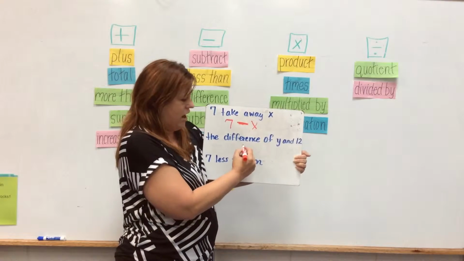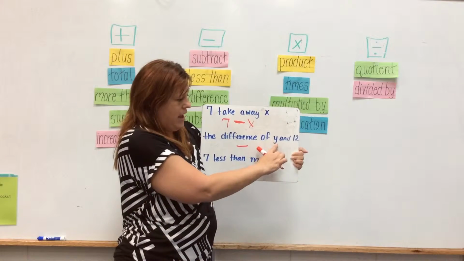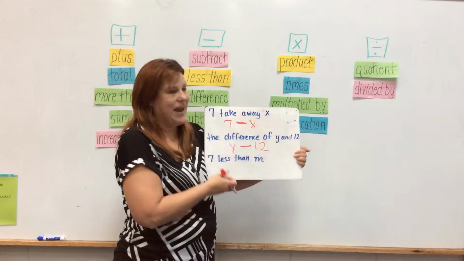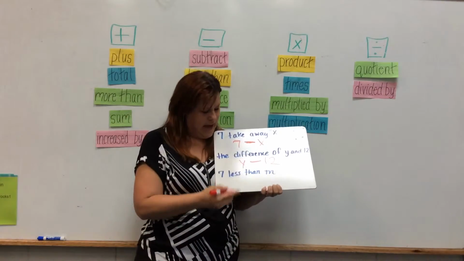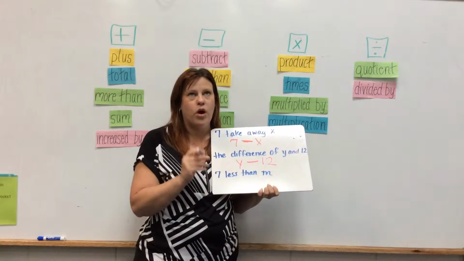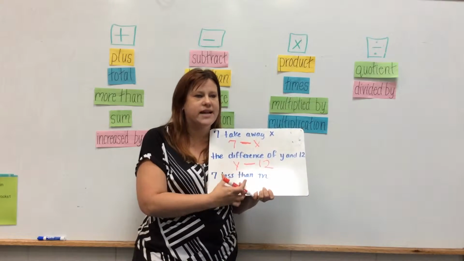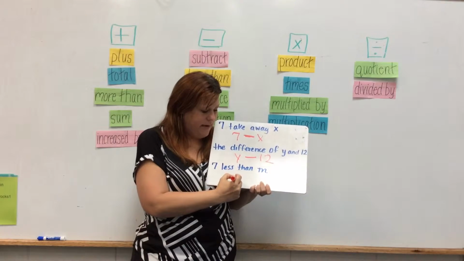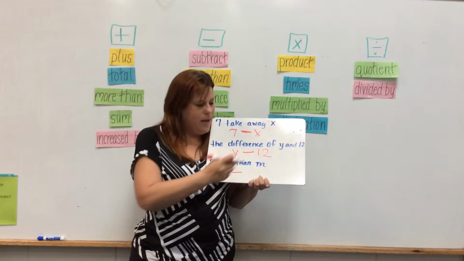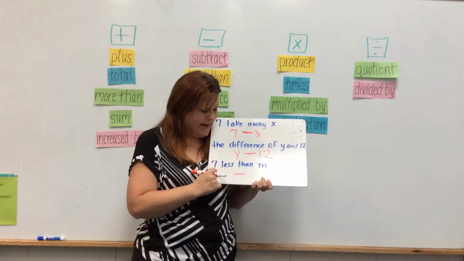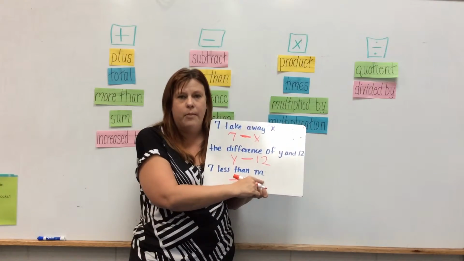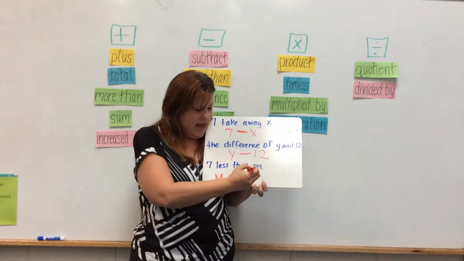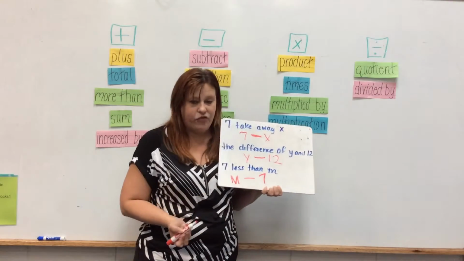Okay? The difference, I already know, that's subtraction. And then y comes first in my sentence, and then 12. Okay? Now, here's where the trick happens, is that less than. It is one of those things, as soon as you see those words less than, I want light bulbs to flash in your brain, okay? So less than is subtraction. Now, listen to what it's saying. It's saying 7 less than M. So M is actually what I'm starting with. So M is going to be first, and then I am subtracting 7 from it, okay?